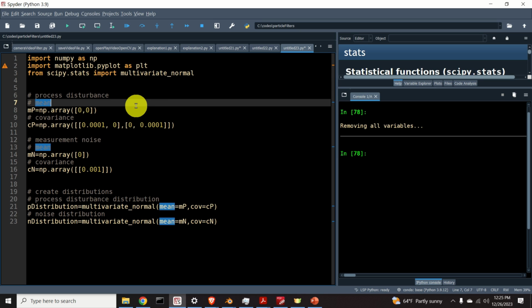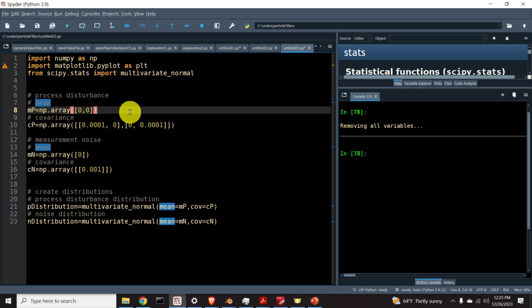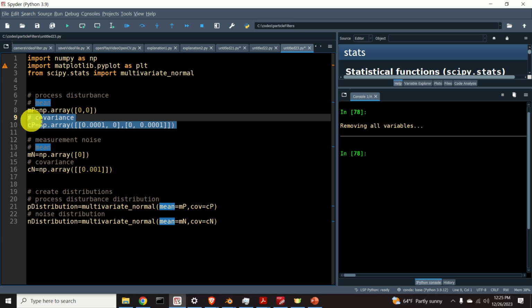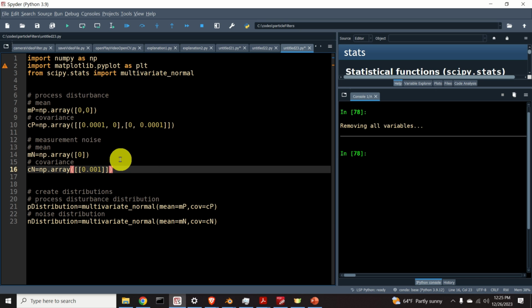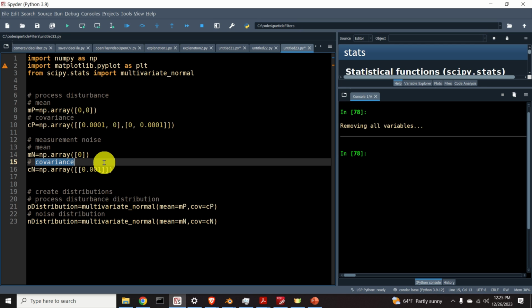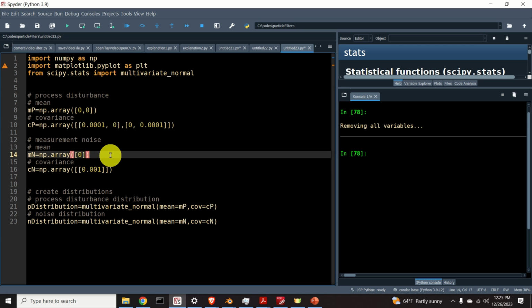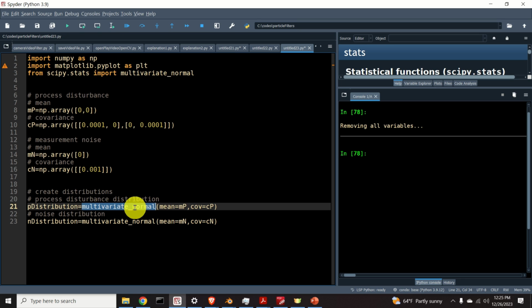Next, we need to define the mean and the covariance of our process disturbance. Over here, we define the mean vector, and over here we define the covariance matrix. We do the same thing for the measurement noise. Here's the mean of the measurement noise, and here's the covariance matrix of the measurement noise. Since the measurement noise is scalar, this is basically a variance of the measurement noise, and this is a simple scalar mean of the measurement noise. To create the distributions, we use the function multivariate normal. The first keyword argument is the mean, and the second input argument is the covariance. We do that for the process disturbance and for the measurement noise.